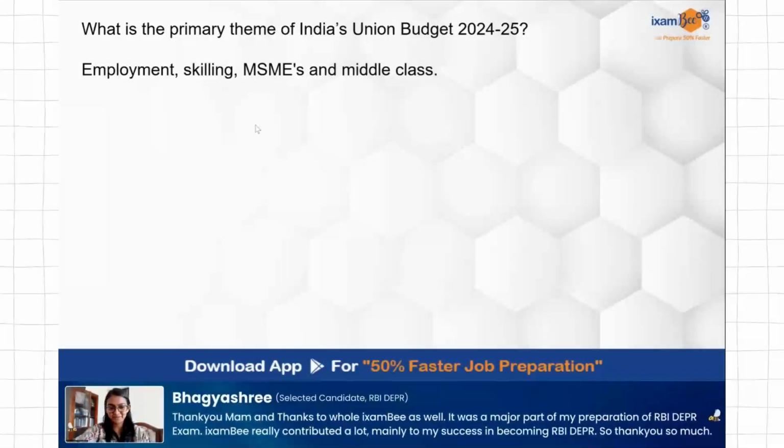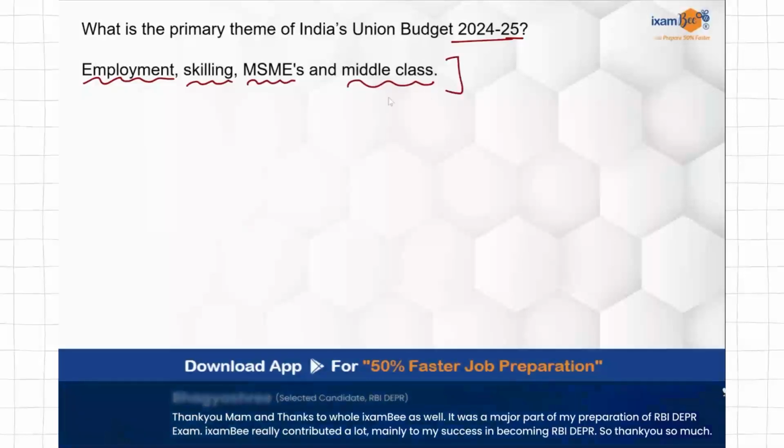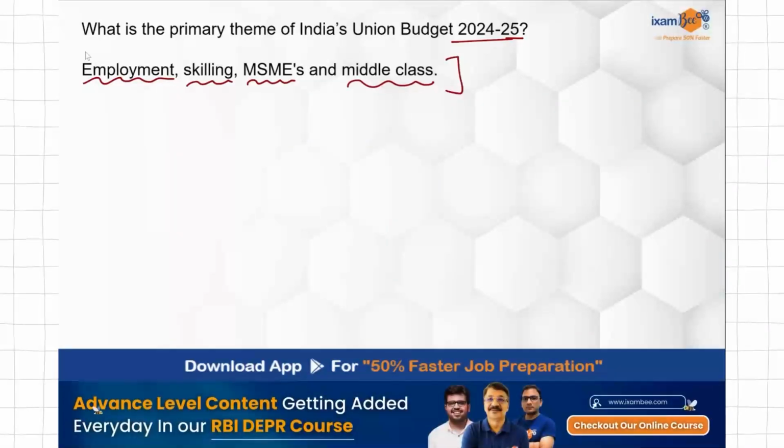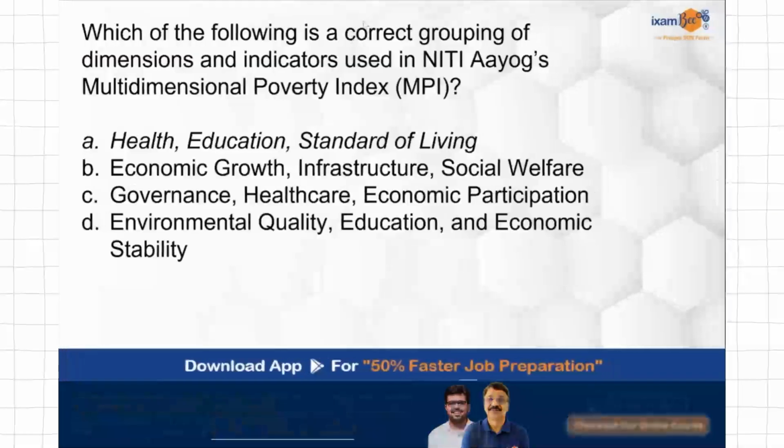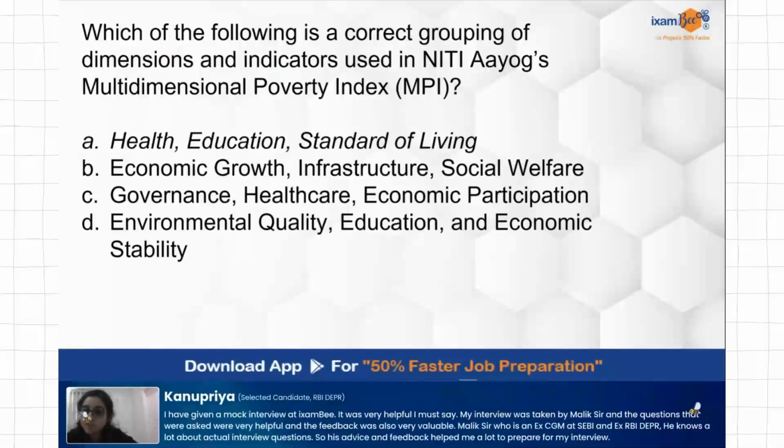Now, what is the prime theme of Indian Union Budget 2024-25? The correct answer is employment, skilling, MSMEs, and the middle class. So if you are choosing this option, it is correct. Again, a factual based question, right? Not expected this many factual based questions from RBI for DPR particularly.